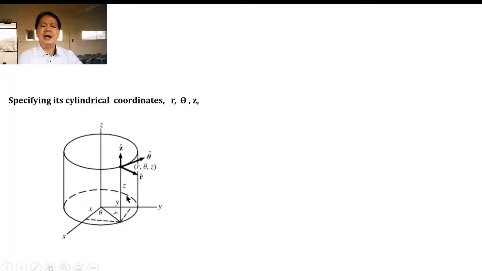While this z is the height of the position of the particle from a reference plane. And in this particular case, the plane is the x and y plane. So that the z is the distance from this xy plane called the z. So that this is referred to r, theta, and z. And we call this as the cylindrical coordinate.